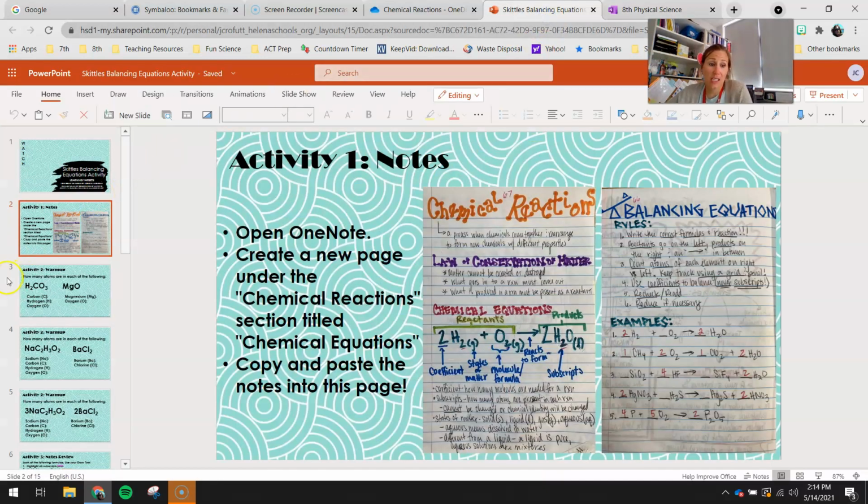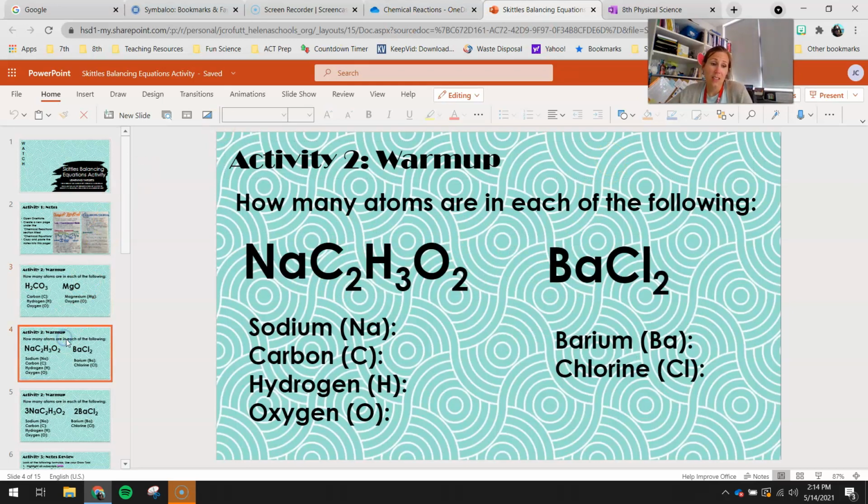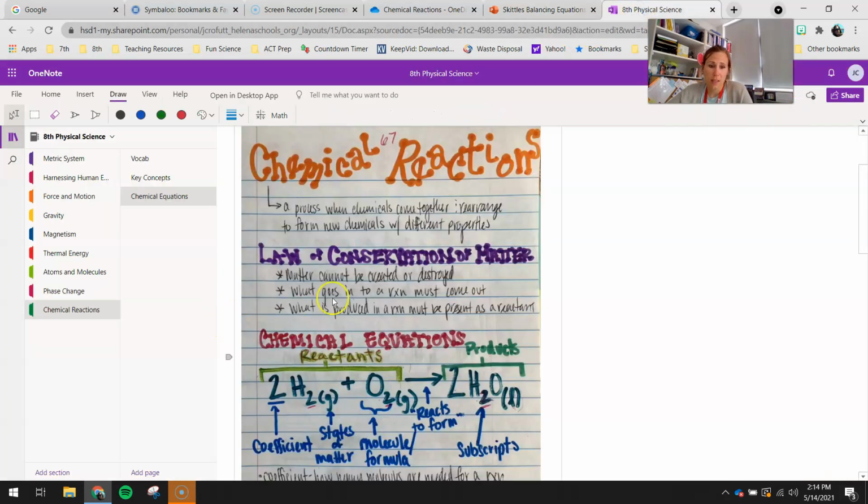Okay, so your first little part of today's activity was the warm-up. You notice that some of these don't have coefficients in them. That means that they have only one molecule. These are all molecules here because they're made of more than one atom, more than one atom or element. These have an imaginary coefficient of 1, meaning we only have one molecule of sodium acetate or barium chloride. Versus these ones, where I now have a coefficient in front of them, so that means I have 3 molecules of sodium acetate. This one I have 2 molecules of barium chloride, so twice the fun. All right, back to the notes.